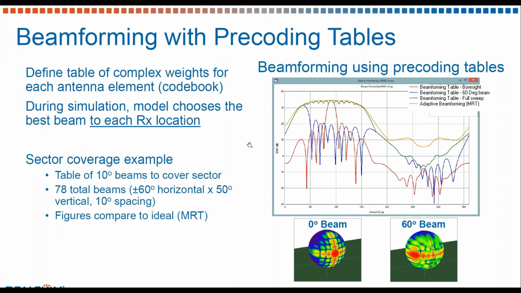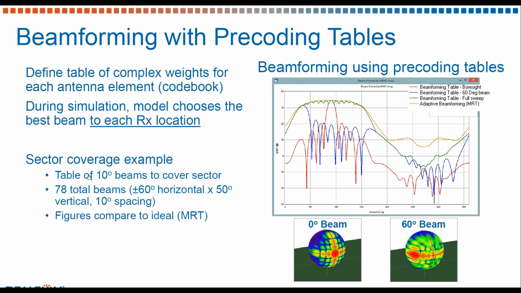Alternatively to MRT, we also have the opportunity to beamform with the precoding tables. These are the tables that had been exported from the XF simulations that Naveen had gone over earlier. They are a table of complex weights for all of the elements in the antenna. During the calculation using this precoding table, the model will choose the best beam to each individual receiver location in the scene. On this slide, we have a simple example of how this works and how the precoding tables can compare to the maximum ratio transmission.